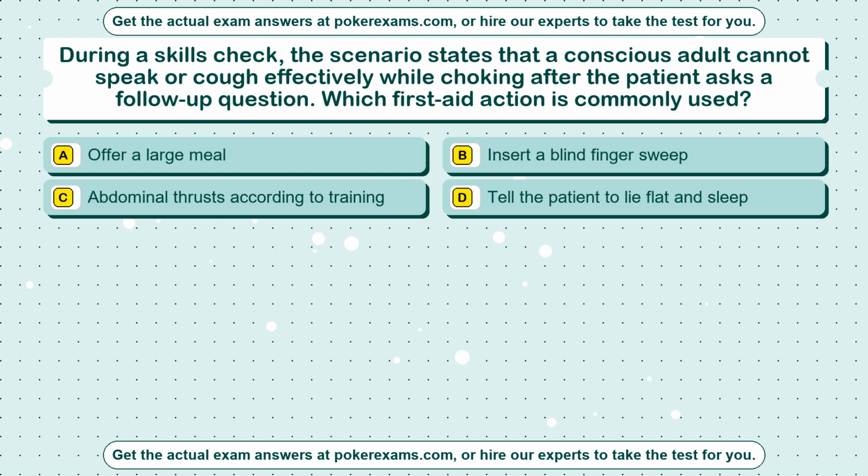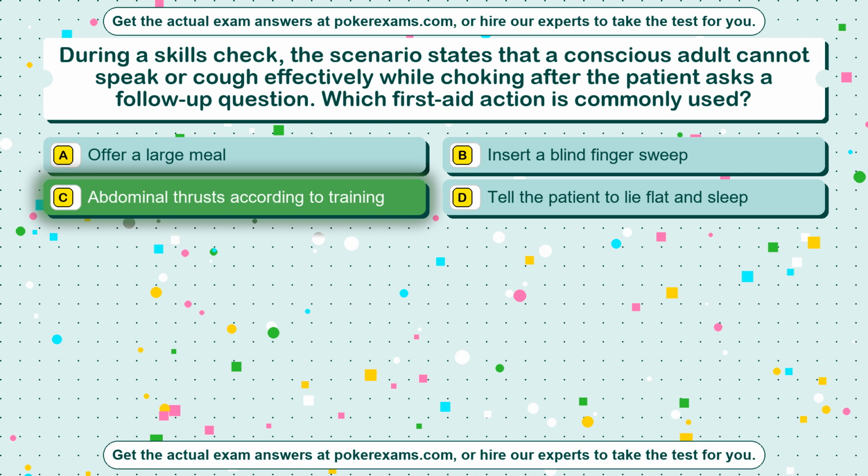Question 72. During a skills check, the scenario states that a conscious adult cannot speak or cough effectively while choking after the patient asks a follow-up question. Which first aid action is commonly used? Option A, offer a large meal. Option B, insert a blind finger sweep. Option C, abdominal thrusts according to training. Option D, tell the patient to lie flat and sleep.